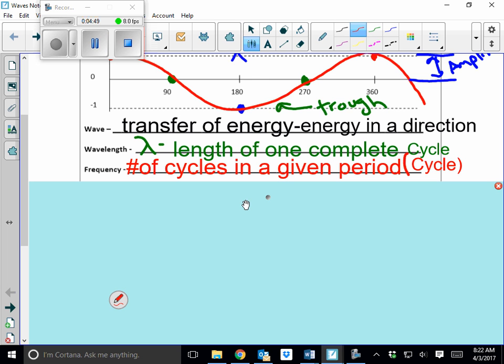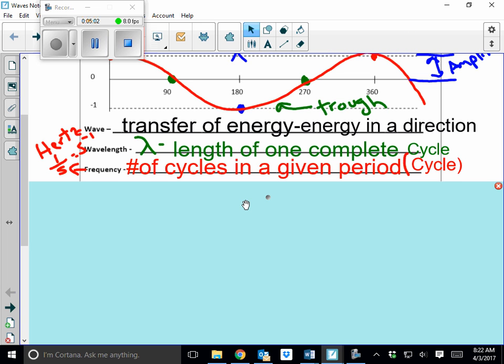The unit is called the hertz, and what it really means is 1 over seconds, or seconds to the -1, if you guys remember your math terms.